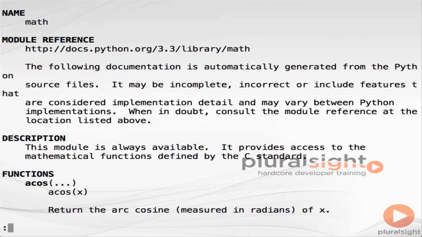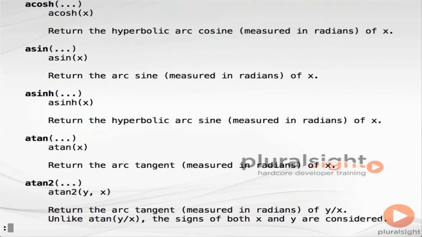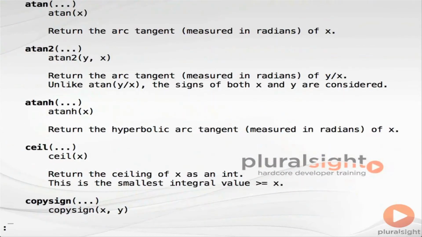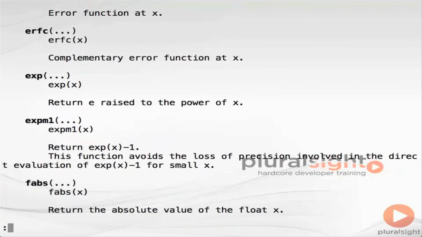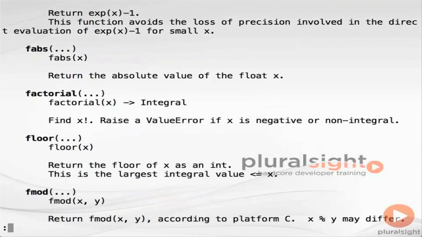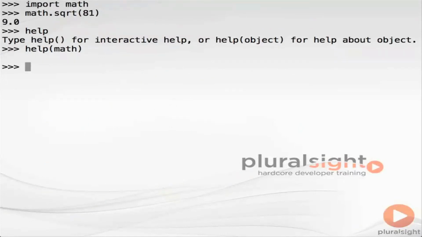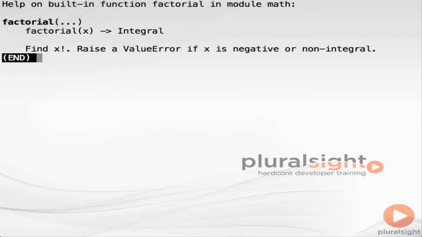You can use the spacebar to page through the help, and if you're on Mac or Linux, use the arrow keys to scroll up and down. Browsing through the functions, we can see there's a math function for computing factorials. Press Q to exit the help browser and return us to the Python REPL. Practice using help to request specific help on the factorial function. Press Q to return to the REPL.